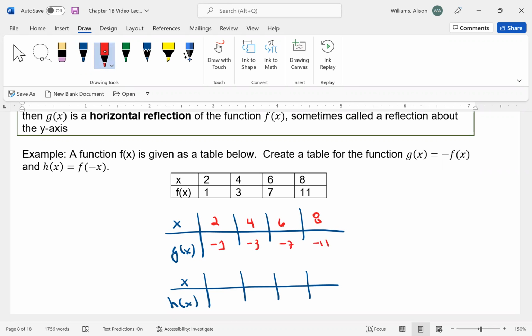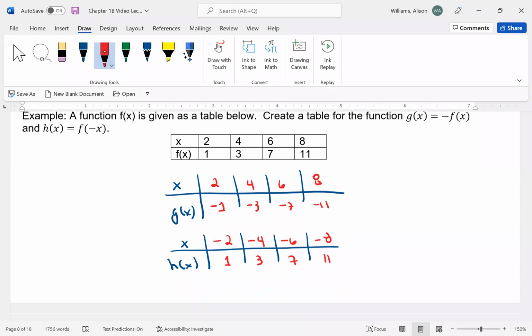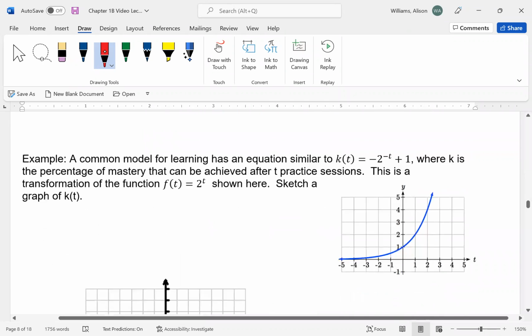Now, unlike the horizontal shift, this isn't too complicated. When we apply the negative to the inputs, that means the inputs become all negative, but the outputs stay the same as the original function. And that's how that would work out. So that's kind of nice. Pretty straightforward that way. Let's look at an example.